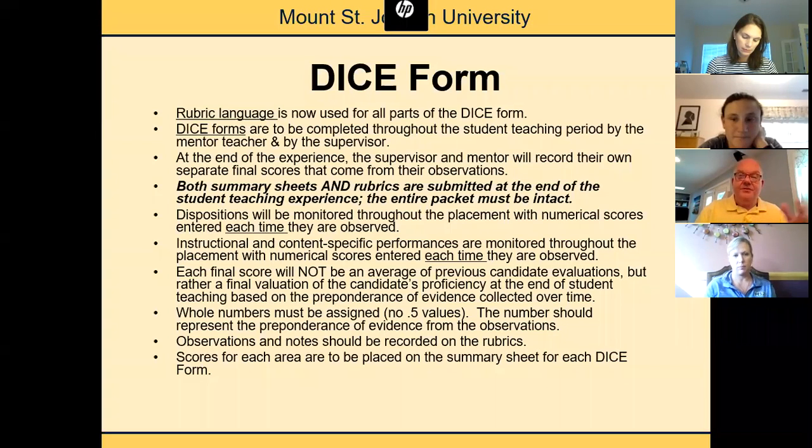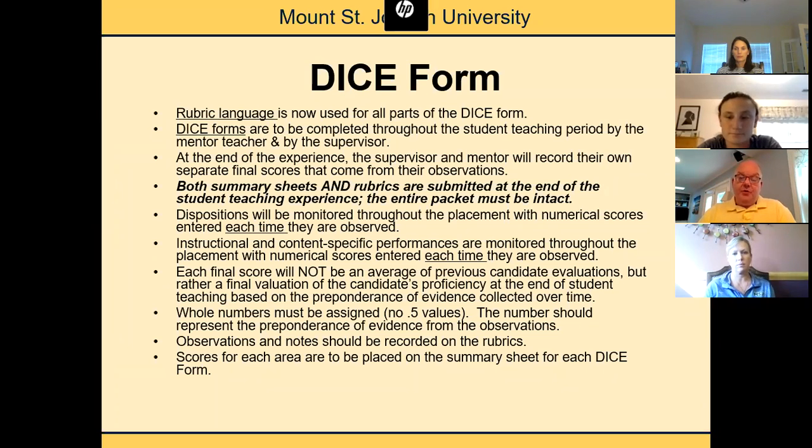We need your scores, but we need what evidence you used from the rubric to justify the score, because that's how the student gets better, right? If they can see what they missed on the rubric, they can account for that and then better themselves in the next performance. So you'll complete a DICE form all by yourself with your 3 observations. The supervisor will also do theirs, and we'll take those scores and put those together.